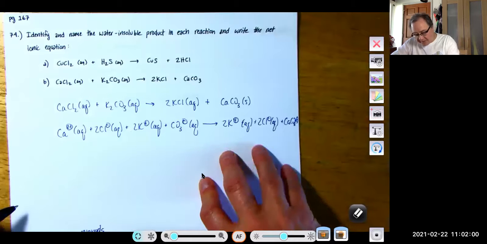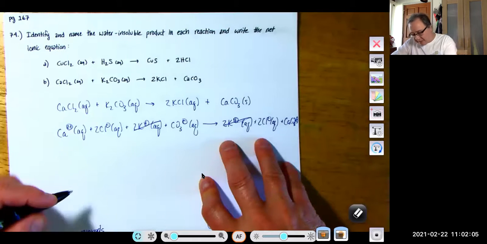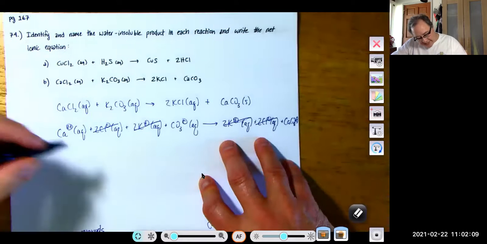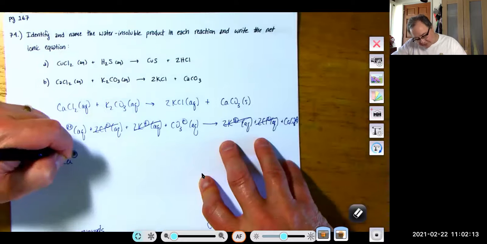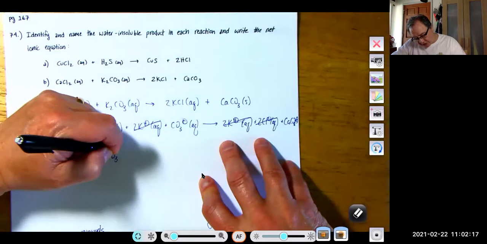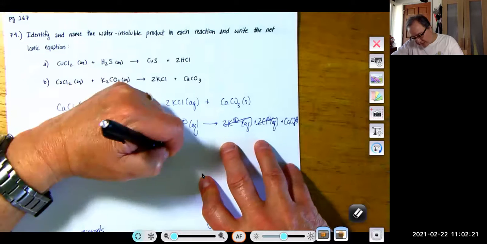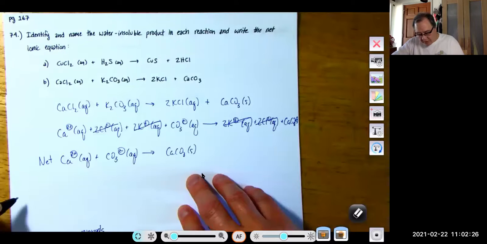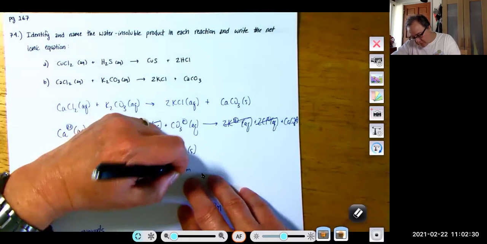So I'm going to get rid of the potassiums because they're identical on both sides of the equation. I'm going to get rid of the chlorides since they're on both sides of the equation. So my net has calcium with a +2 charge, carbonate with a -2 charge, and calcium carbonate solid. And that's my net. What do we call this? We call this calcium carbonate.